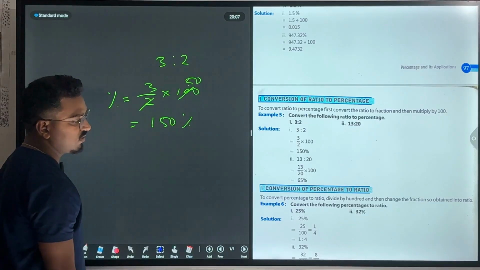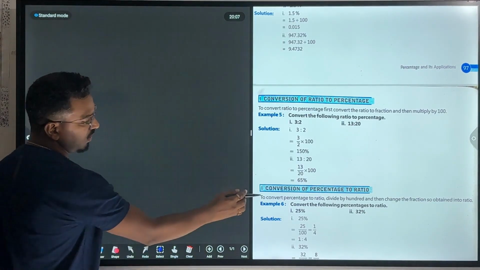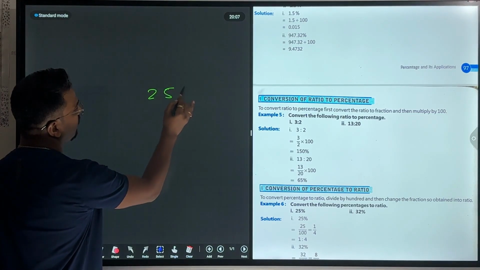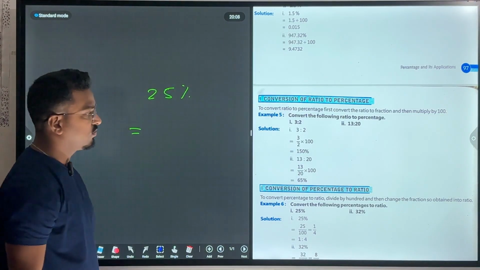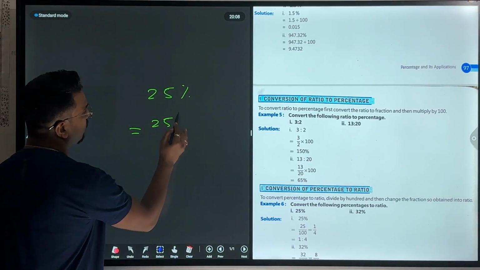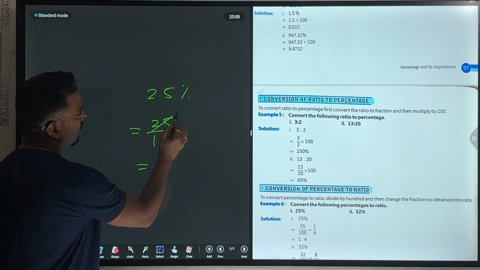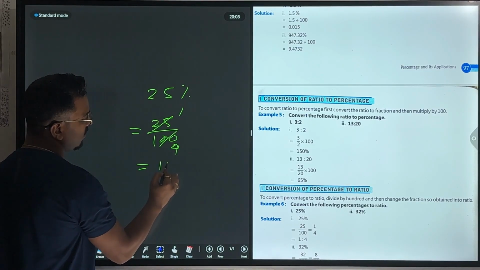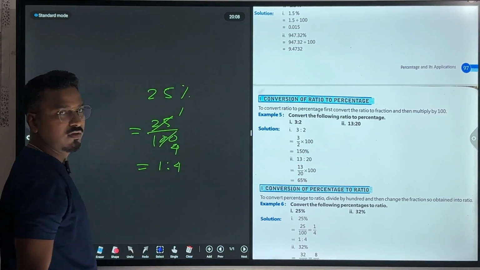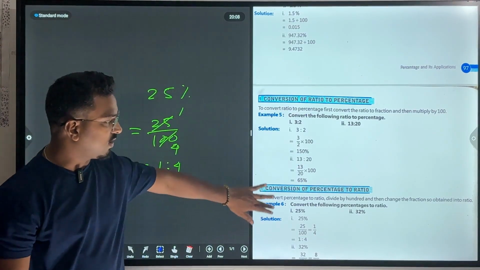Similarly, conversion of percentage to ratio. 25% is given, and you have to convert into ratio. 25% means 25 by 100. If you cancel it, 25 ones are 25, 25 fours are 100. So what will be the ratio? The ratio will be 1:4. These are the few important terms.